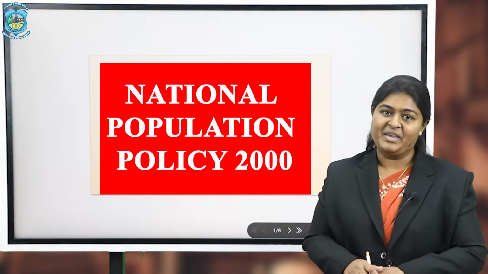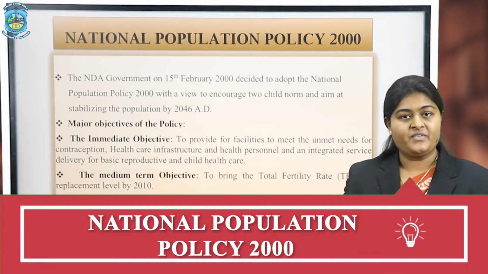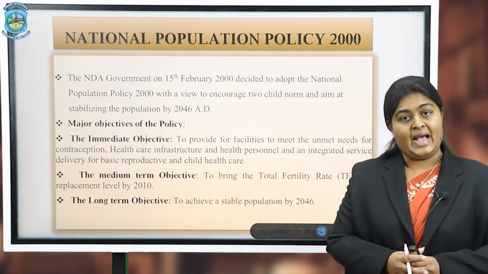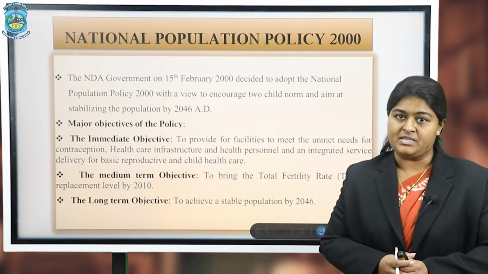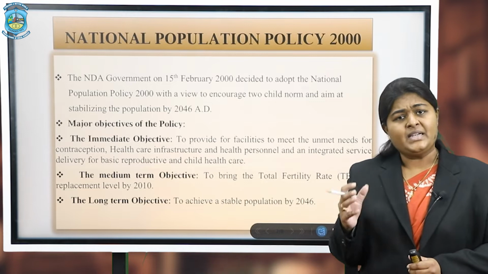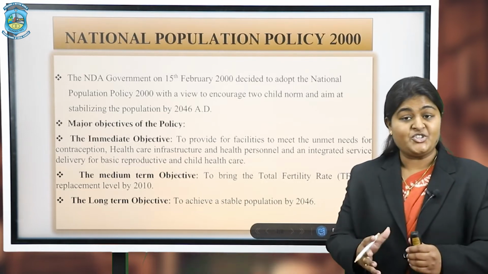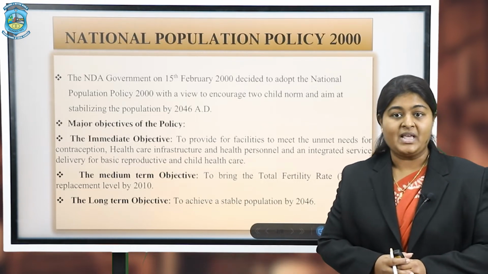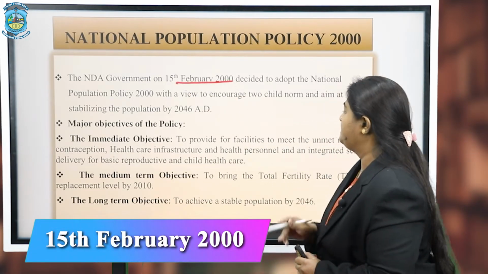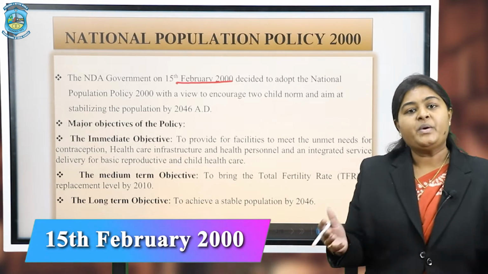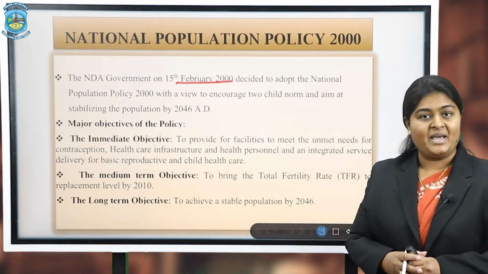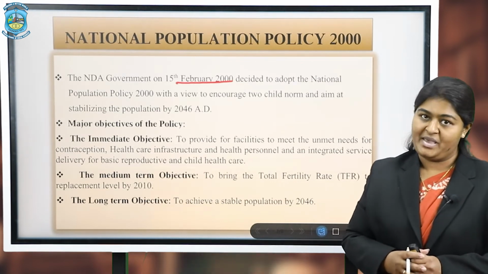So, let us begin. The policy to control the rapidly growing population and to stabilize it at a reasonable level has been there since the early 1950s, with some variations in it since then. The latest in the series is the National Population Policy 2000, announced on 15th February 2000. We will be describing the salient features of the Population Policy 2000 and making a critical assessment of the same.